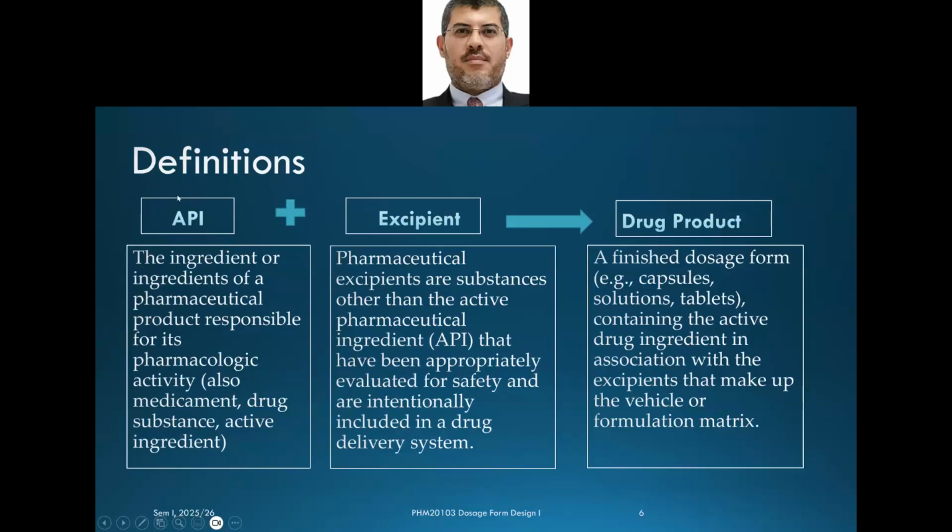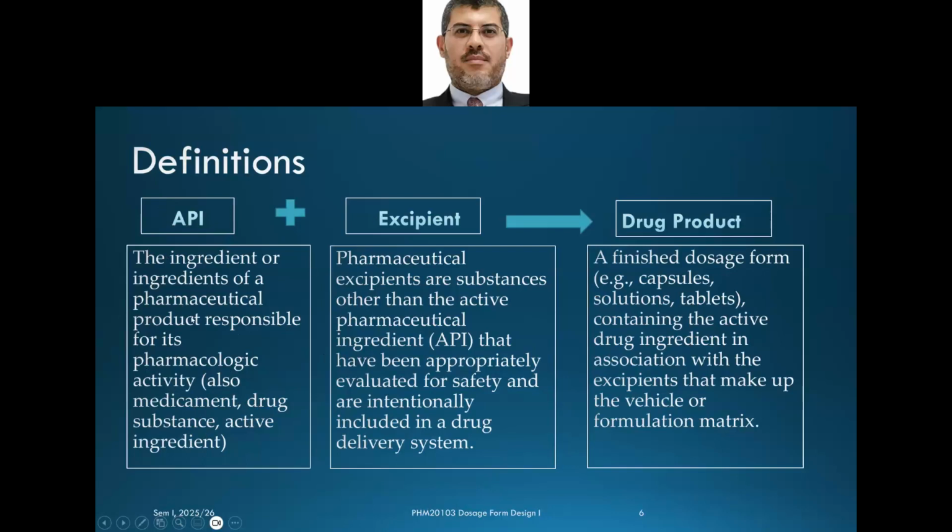API, this is the material that has the pharmacological effect. So it is the medicine itself, the ingredient or ingredients of a pharmaceutical product responsible for its pharmacological activity. We can also call it medicament, we can call it drug substance, we can call it active ingredient.